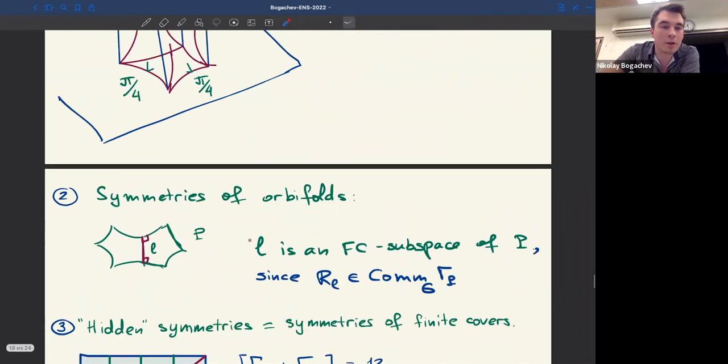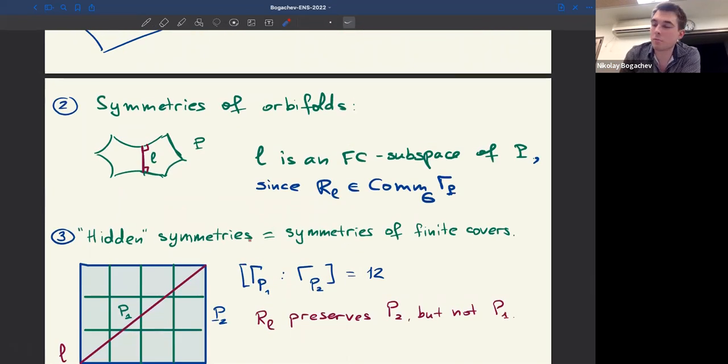Also, another motivation for this definition is symmetry. We can think of symmetries of orbifolds. For example, we have some orbifold which is symmetric with respect to reflection in a hyperplane, and in this case, as drawn in the picture, we have a reflection which will correspond to an FC subspace, since the corresponding reflection is contained in the commutator of gamma P. So when you have a symmetry, you are definitely sitting in the commutator.